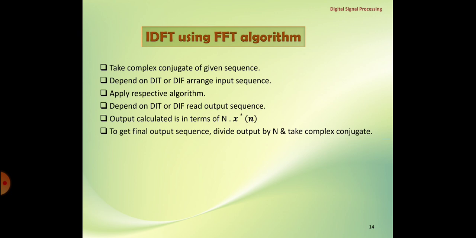First, take the complex conjugate of the given sequence. So if they have given you a particular sequence, the first step is to take its complex conjugate. Now what do we mean by complex conjugate? We just change the sign of the imaginary term, from minus j to plus j and plus j to minus j. Simple task.